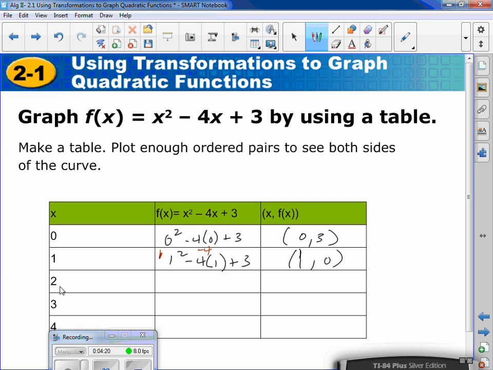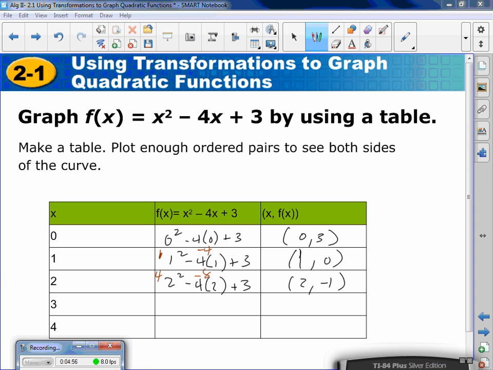By substituting 2, 2 squared minus 4 times 2 plus 3. What is 2 squared? 4. What's negative 4 times 2? Negative 8. So what's 4 and negative 8? Negative 4. What's negative 4 and 3? Negative 1. So my point is 2, negative 1.